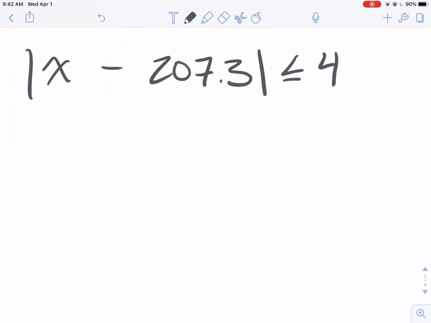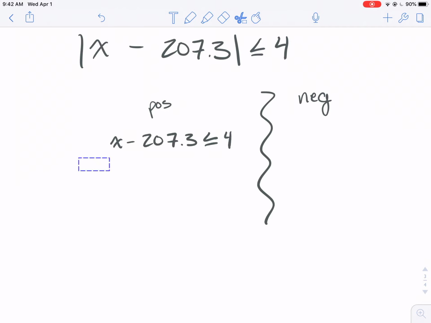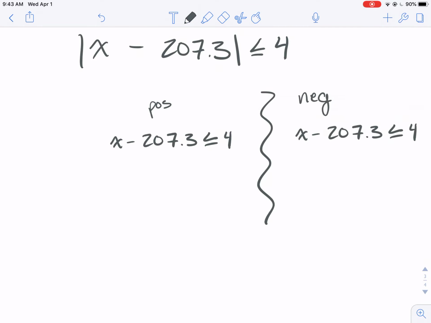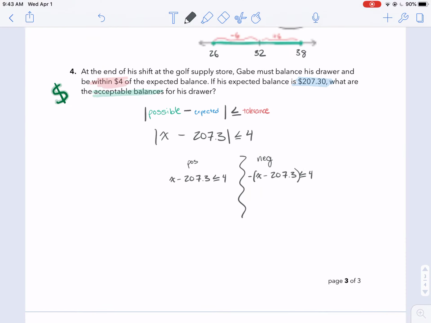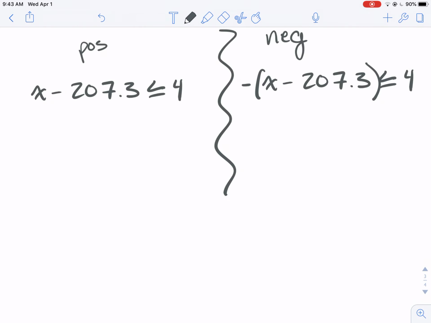Now we have an absolute value and an inequality. So let's go ahead and split it up into positive and negative. So we have x minus 207.3 is less than or equal to 4. Or we take that whole thing and we say negative x minus 207.3 is less than or equal to 4.